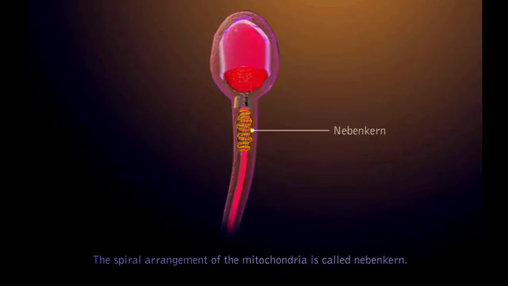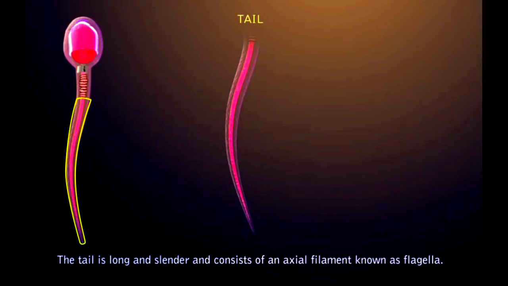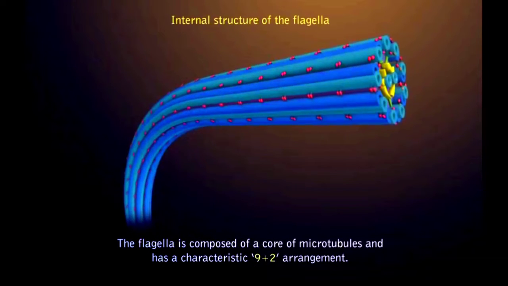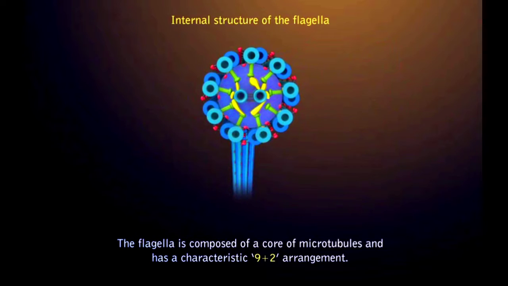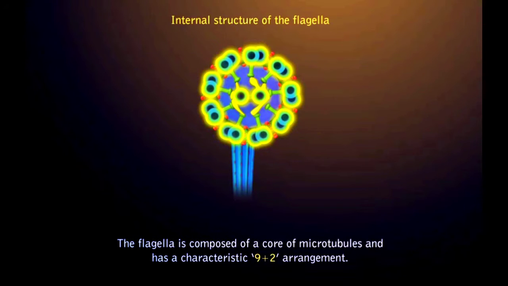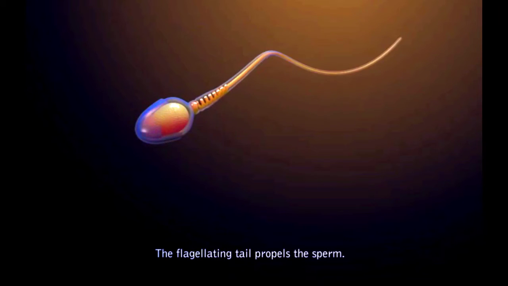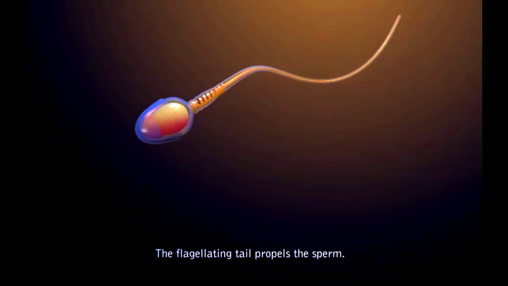Now we will talk about the structure of last part, that is the tail region. It is a long and cylinder part that consists of an axial filament called as flagella. The flagella is composed of a core of microtubules and helps the sperm to swim in seminal fluid towards an egg. A sperm can swim about 5 to 6.5 millimeter per minute in the uterus of the female. So a flagellating tail propels the sperm. Next we will study about the structure of female reproductive system.